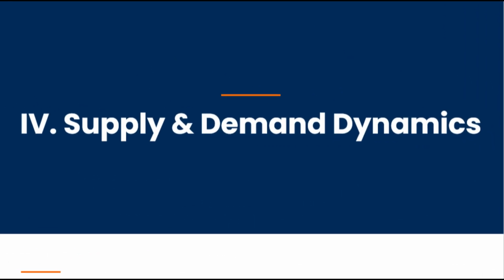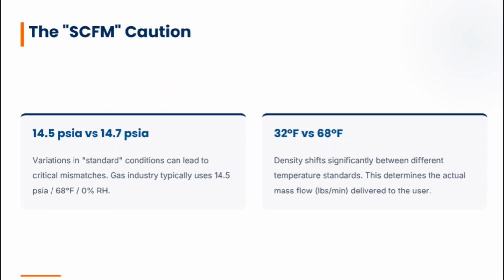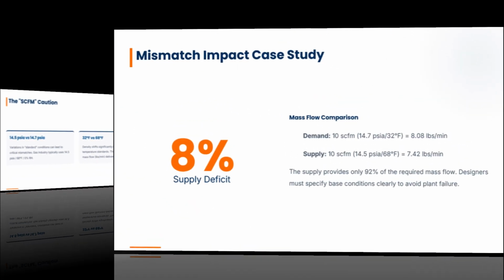Sizing the dryer is half the story. Now let's talk about what SCFM actually means on the supply and demand side, because the units lie if you're not careful. Standard is not standard. The gas industry uses 14.5 psia and 68 degrees Fahrenheit. Other references use 14.7 psia and 32 degrees Fahrenheit. Density shifts with both, and that determines the real mass flow you deliver.